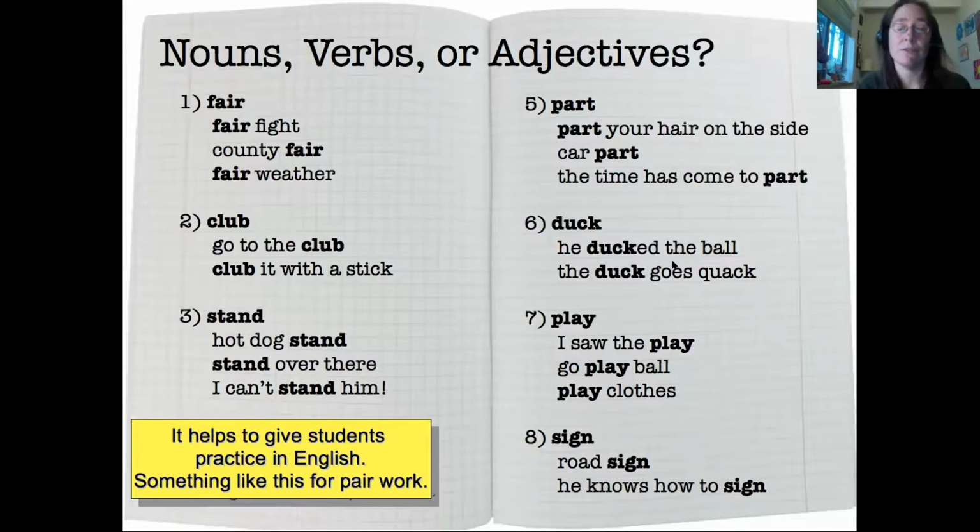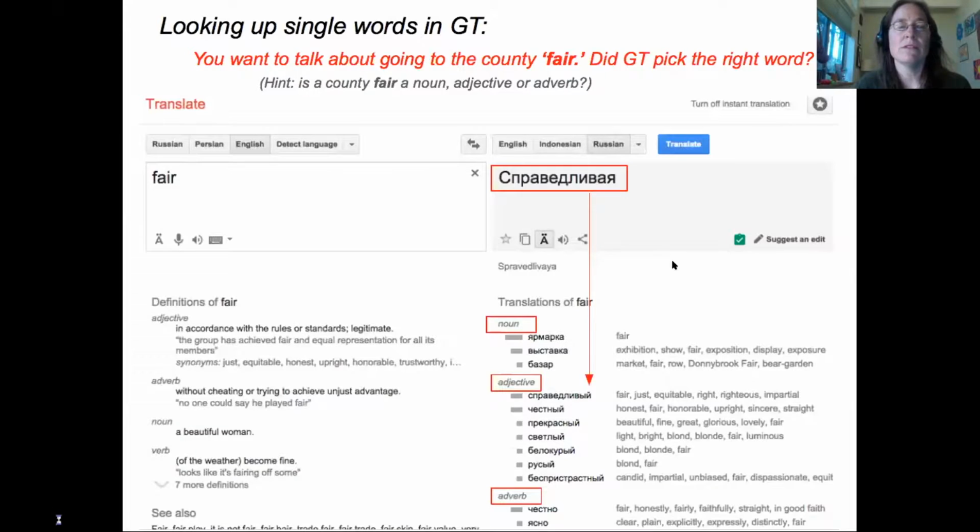And by the way, if you put county fair into Google Translate, you actually get the noun "county" and the word "fair" in Russian. So two nouns back to back, it doesn't work. I was trying that the other day. And then taking them into Google Translate to walk through.